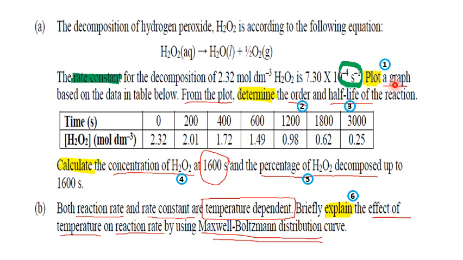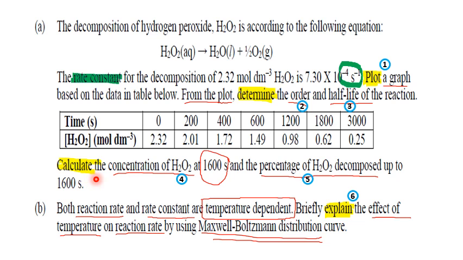Okay, next, plot a graph based on the data in the table. So you need to plot a graph. For this question, there is no specific, whether a linear graph or half-life graph. So you can choose either one. Okay, from the plot, determine the order and half-life of the reaction. So for the second sentences, there are 3 questions. First, you need to plot a graph. Based on the graph, you need to determine the order of the reaction. So the first order, second order, or third order. This one you know already, just like I told you. And then the third question, half-life. If you know the order of the reaction, should be no problem for you all to find out the half-life.